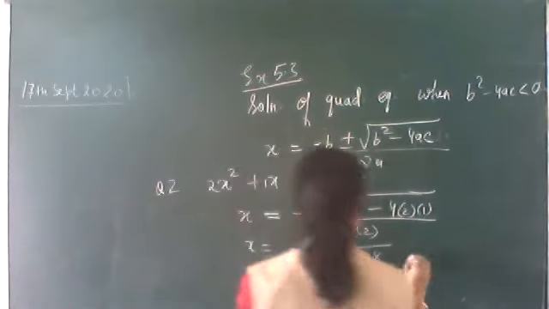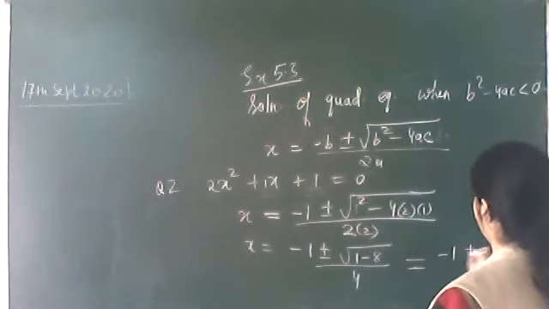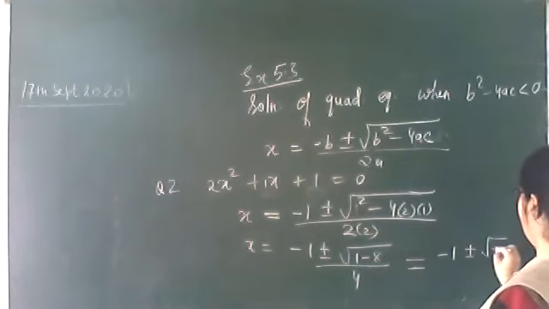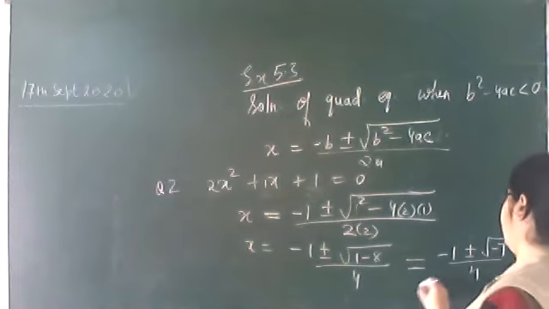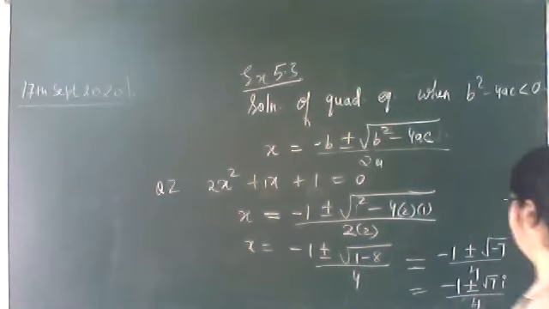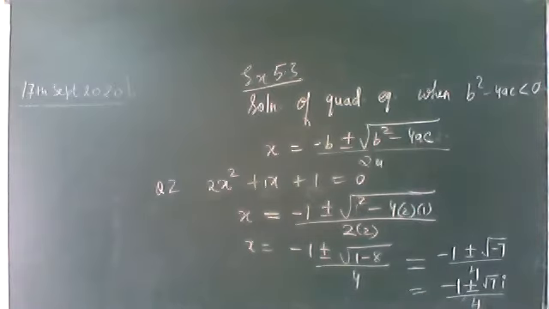So what you can write this as? Minus 1 plus minus root of 1 minus 8 is what? Root of minus 7 by 4. Clear? This can be written as minus 1 plus minus root 7 iota upon 4. Is that clear? Then come to the next question.